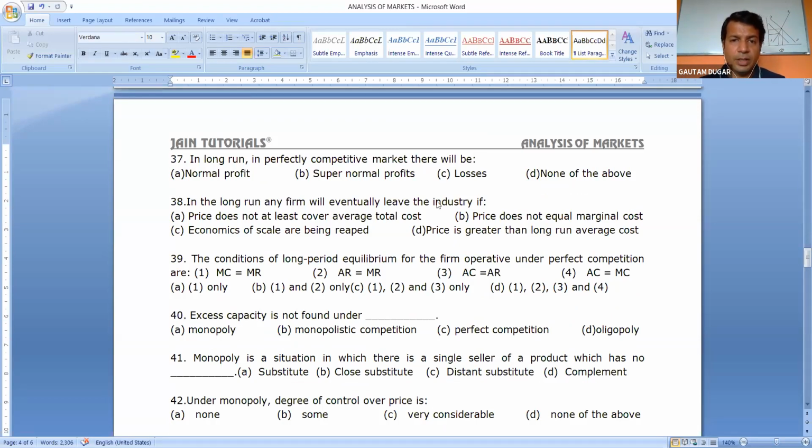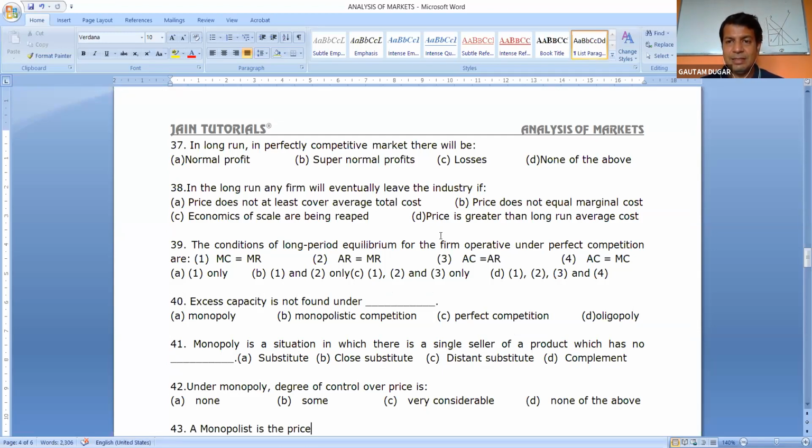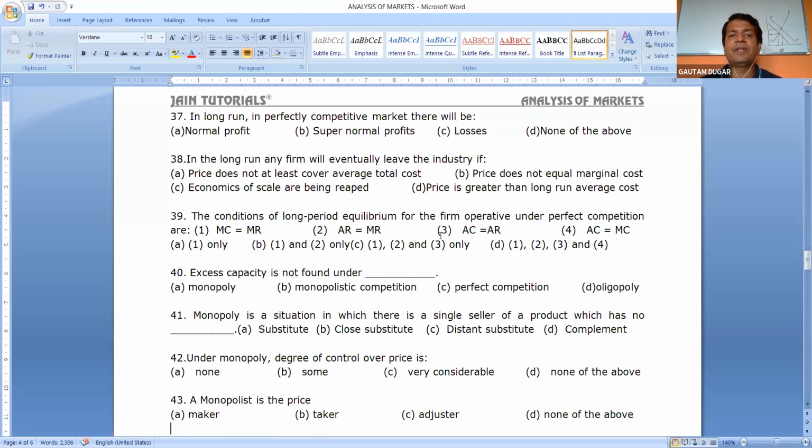38. In the long run, any firm will eventually leave the industry if price does not at least cover the average cost. Firms will continue in the long run only if they are able to recover their total cost. So TR equals TC. So for 38, the answer is A.